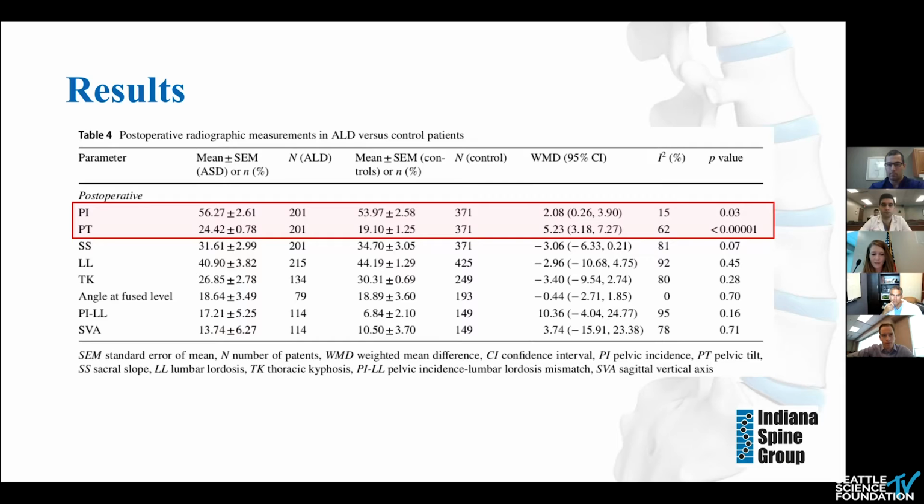And this is the chart that looked at the postoperative measurements. For these, they found that the group that developed ALD had a significantly larger pelvic incidence and a significantly larger pelvic tilt as well.